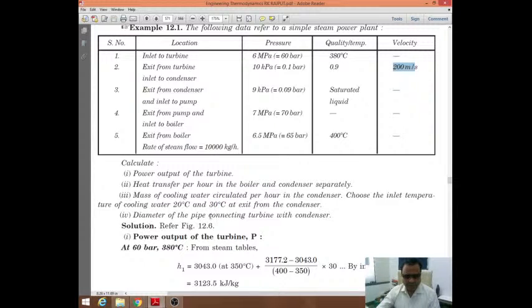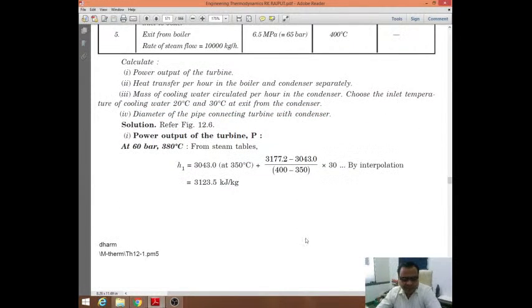The diameter of the pipe connecting the turbine with the condenser. The flow rate is 10,000 kg per hour, okay, and the velocity is 200 meter per second. And for that, we have to find out the diameter of the pipe connecting the turbine with the condenser. So let us see how it has been done in this problem.